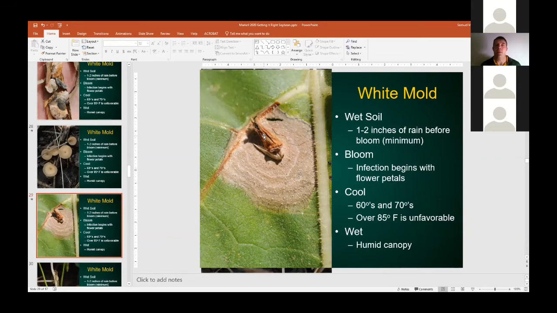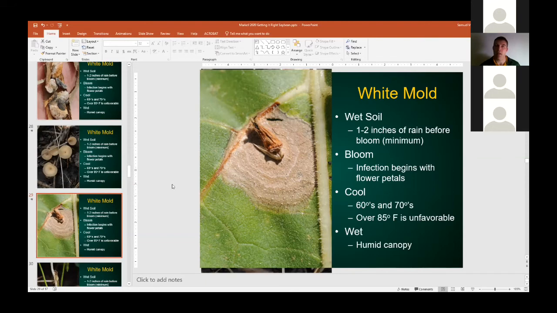We don't even think about plants being susceptible, with the exception of sunflower maybe, before the flowering time, okay? All right, for this to happen, you need it cool and wet. So you need 60s, 70s degrees, and you need a long, humid canopy, frequent rains, heavy dews, things like that. And a thick canopy also makes a difference.